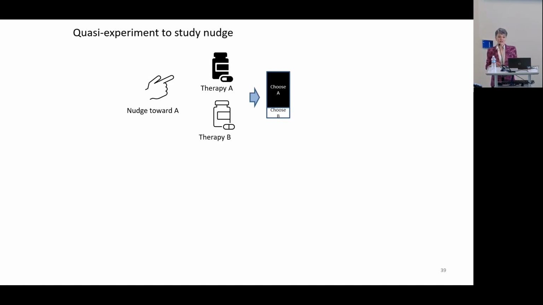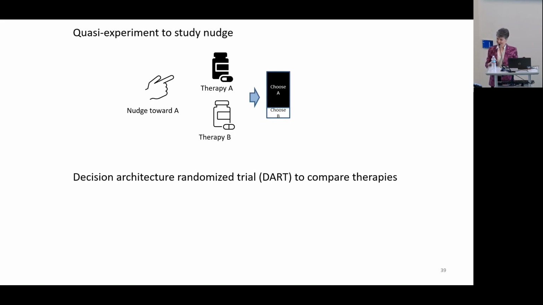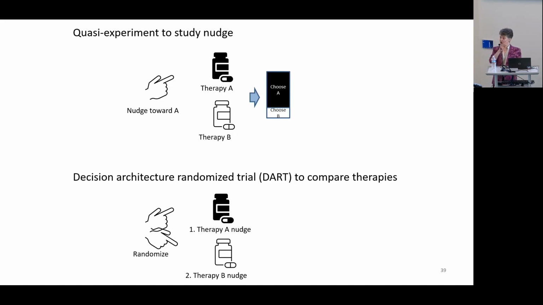To do this as a randomized trial, a comparative effectiveness trial of the therapies themselves, you have to redesign it a little bit. What we have to do, this was not my term, is DART, the Decision Architecture Randomized Trial. First of all, we have to randomize. So certain clinicians would get randomized to the nudge toward A, and the other ones would get randomized to the nudge toward B. But then in the end, I'm not interested in who chose A versus B.